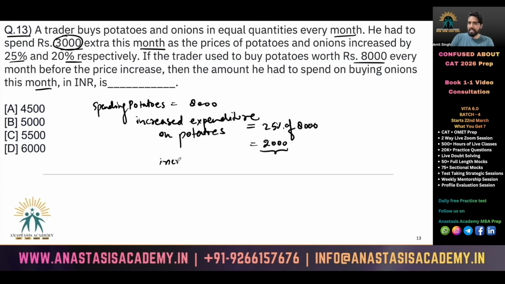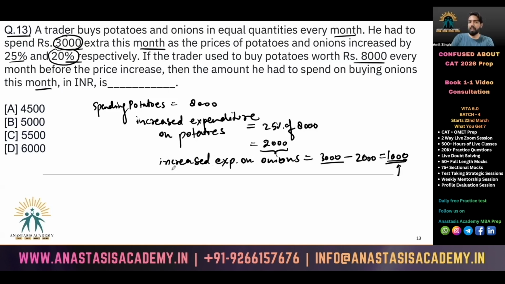Which means that the increased expenditure on onions would have been 3,000, the total increase in spending this month, minus the increase in expenditure on potatoes. So that is coming out to be 1,000. Means that the increased expenditure on onions has to be 1,000.